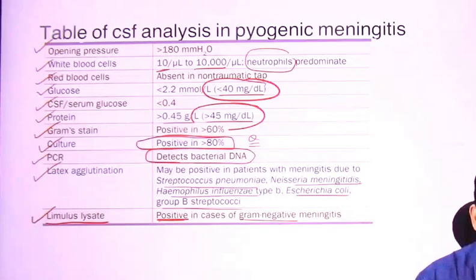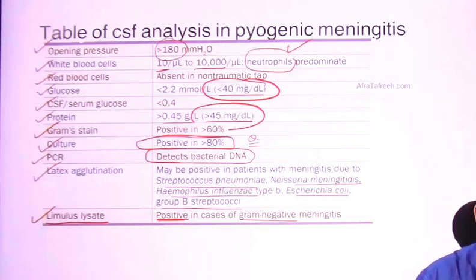This particular table is a full goldmine of questions, and these are the various changes which happen in pyogenic meningitis. Glucose goes less than 40, proteins go more than 45. The WBC count goes from 10 or 100 to 10,000. And which cells predominate? Otherwise lymphocytes were there, here it is neutrophils. And see the opening pressure is more than 180. So that is regarding pyogenic meningitis.